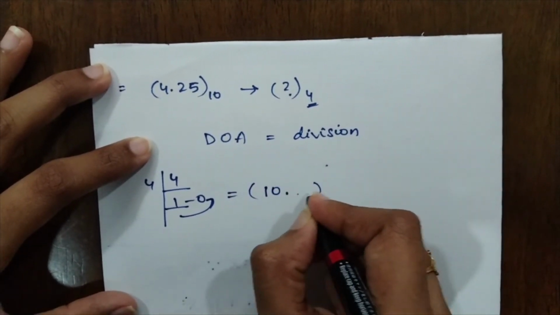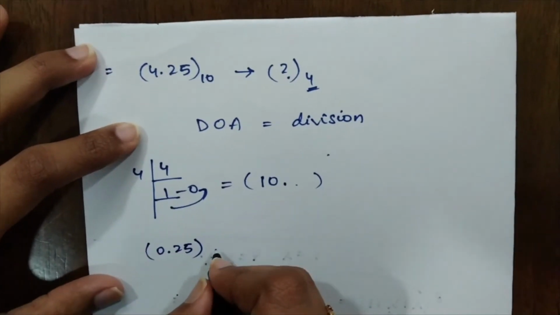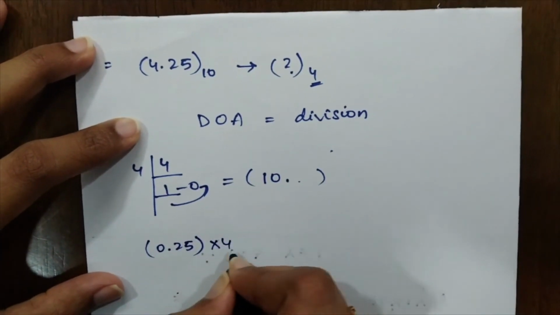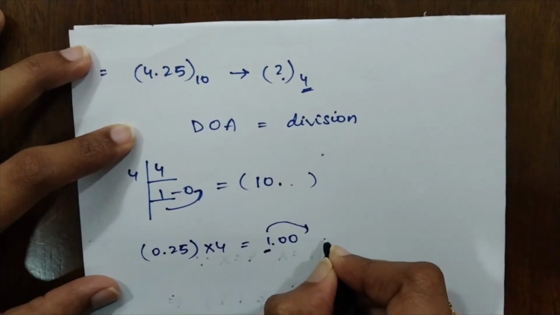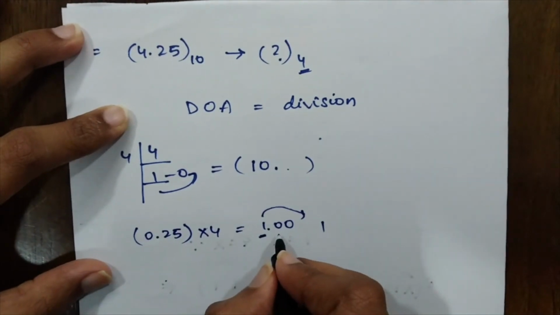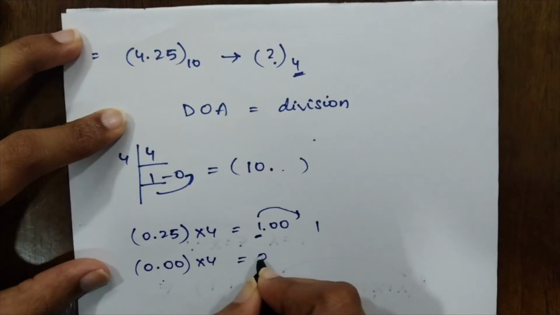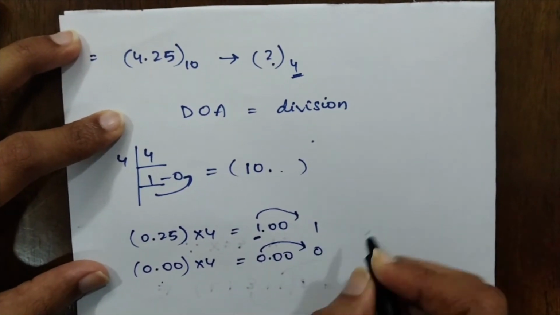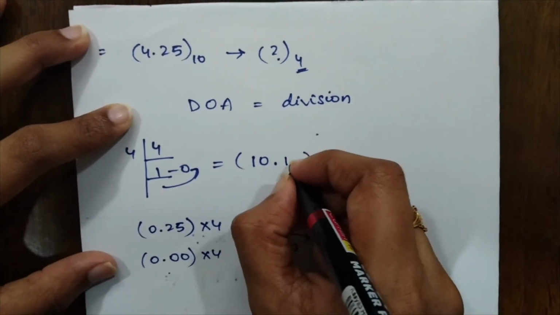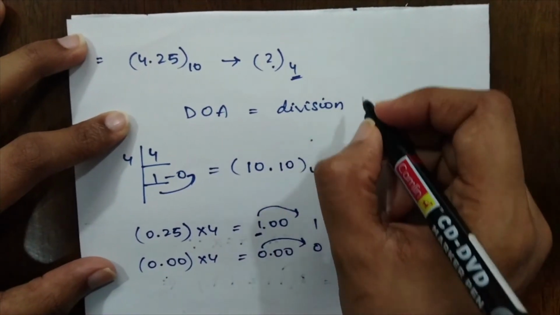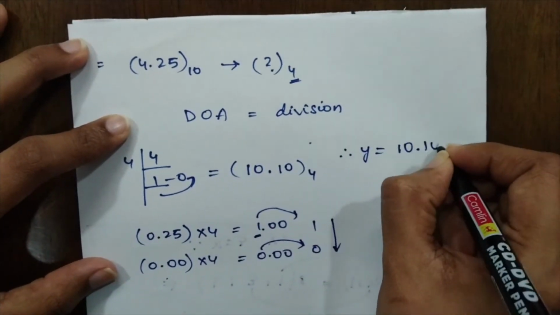Now we need to find what these values are. We have 0.25, right? 0.25 now must be multiplied with this 4, which is equal to 1.00. So consider only the integer part, which is 1. Now the ones left after the decimal point are 0.00 into 4, which is equal to 0.00 again. So this is 0. Now this one should be traversed from upward to downward, which is equal to 1 0 and then base 4. Therefore the value of y will be 10.10.